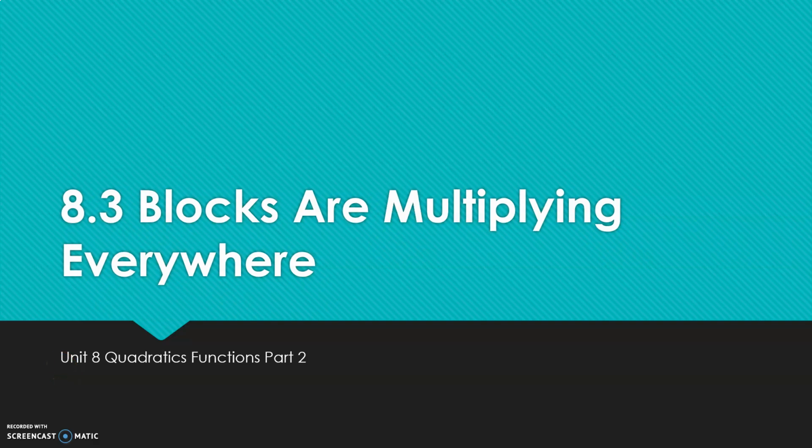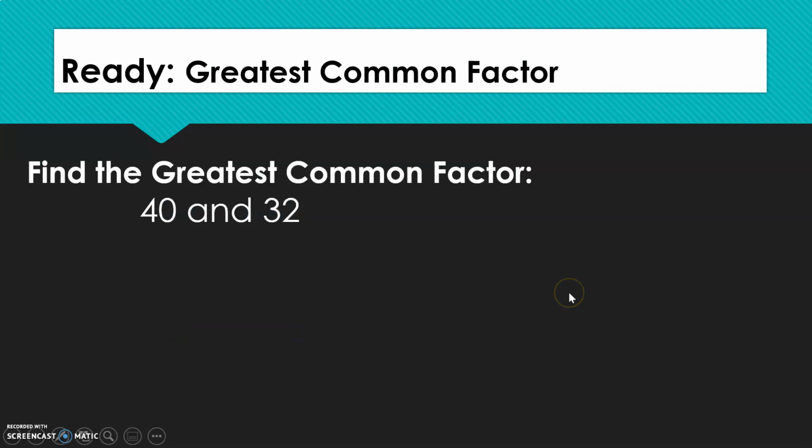We're going to take a look at the Ready, Set, Go following task 8.3. Blocks are multiplying everywhere. The Ready portion of this task asks us to find the greatest common factor between two numbers or two terms.